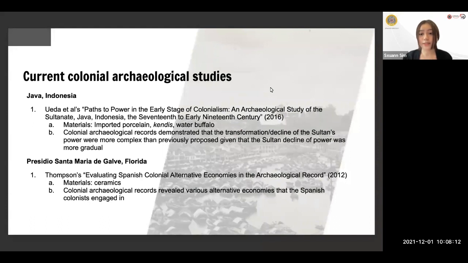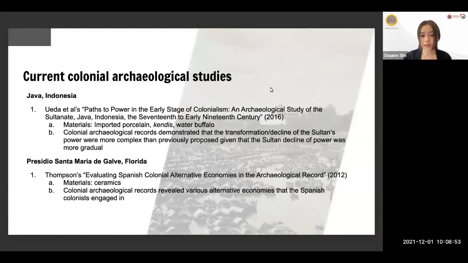Previous studies of the decline of this Sultanate actually mostly relied on Banten's change in monumental architectural styles, with the increase of Dutch forts, to determine when the decline happened. Through those studies, it was believed that the loss of the Sultanate's power was more of an immediate one after Banten was ceded to the Dutch. However, the archaeological records themselves have shown that the Sultanate's decline actually happened a lot more gradually than what was previously anticipated and expected.